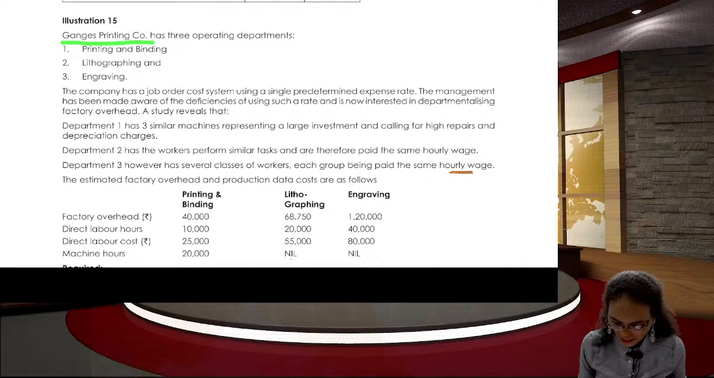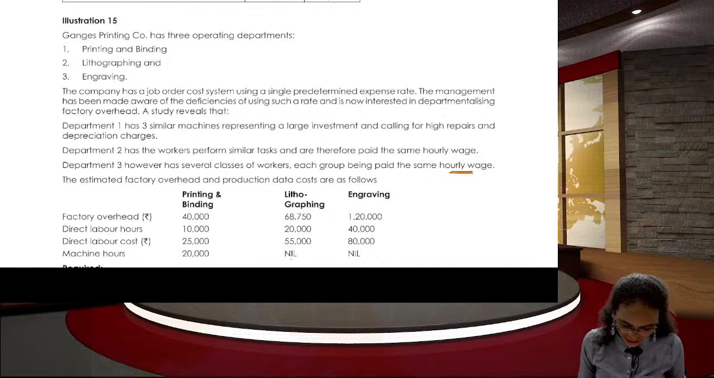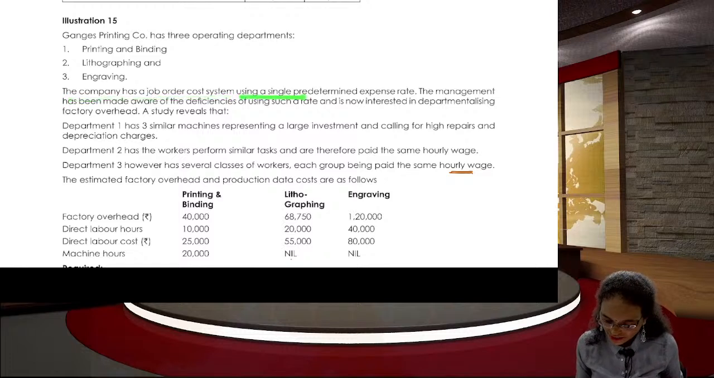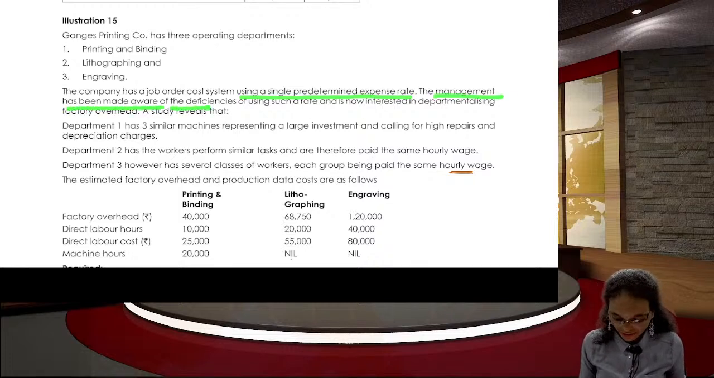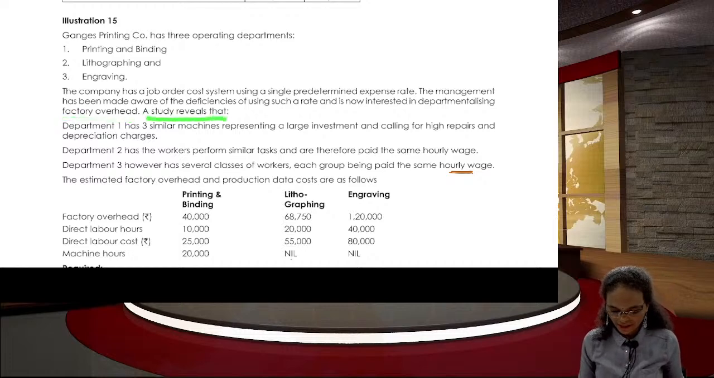Gang's printing company has 3 operating departments, that is printing and binding, lithography and engraving. The company has a job order cost system using a single predetermined expense rate. The management has been made aware of the deficiencies of using such a rate and is now interested in departmentalizing factory overheads. A study reveals that Department 1 has 3 similar machines representing a large investment.